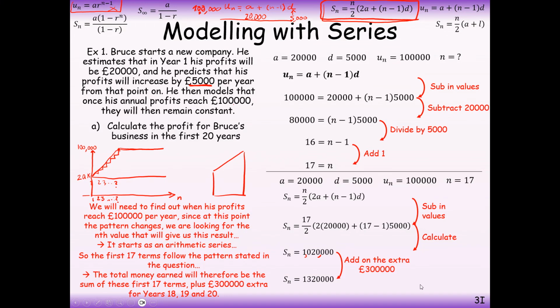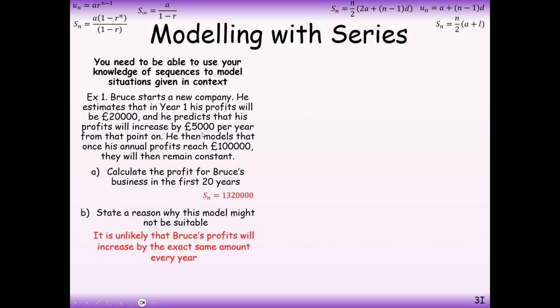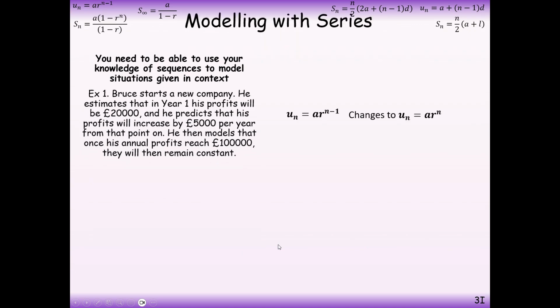Okay, let's look at the next part of the question. We've already answered part A. Part B is asking us to state the reason why this model might not be suitable. Well, profits go up and down. They don't remain at a constant rate each and every year. So it's highly unlikely that Bruce's profit will increase by exactly the same amount every year. Let's look at the next part of the problem.